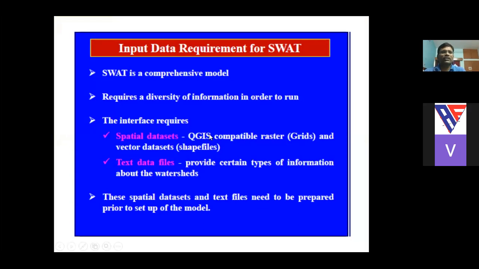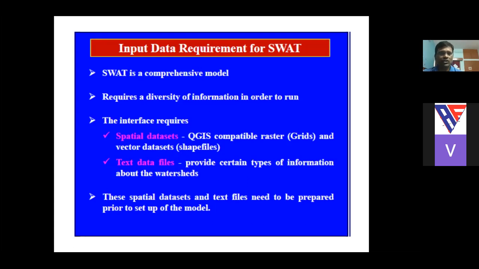So what are the input data requirements for the SWAT model? I already told you SWAT is a data comprehensive model, which requires a number of data. Those data can be classified into two types: one is the spatial data sets, and the other is the text data files.